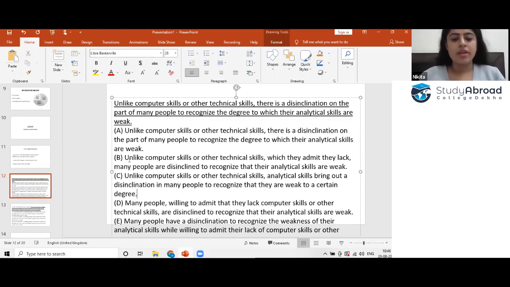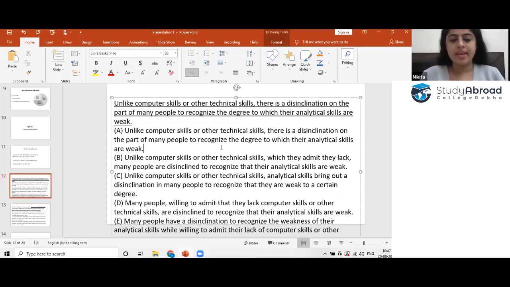Okay, now what is there in B? It says, unlike computer skills or other technical skills which they admit they lack. Okay, so you see that clearly it is different from the one that is written in option A. This option is actually interchanging the piece of information, just like a puzzle. Which they admit they lack. Many people are disinclined to recognize that their analytical skills are weak. You see that, which they admit they lack. Now you know that this is the area where option B was bringing the change.